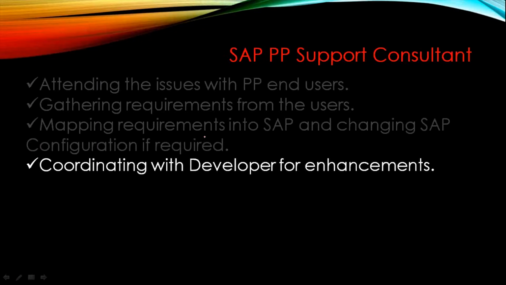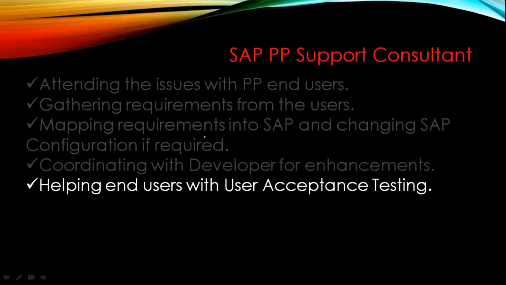Coordinating with the developer for enhancement. If you have a requirement from the end users to create a report or some program or some enhancement, you will be the bridge between the end user and the ABAPer, the technical guy, the programmer. So we'll be coordinating with the developer for enhancements, and helping end users with user acceptance testing. Whenever there are changes done in the SAP system, in the configuration or enhancement, we'll be helping the end users to test the changes, which is known as UAT, user acceptance testing.